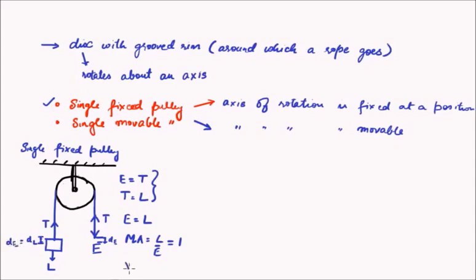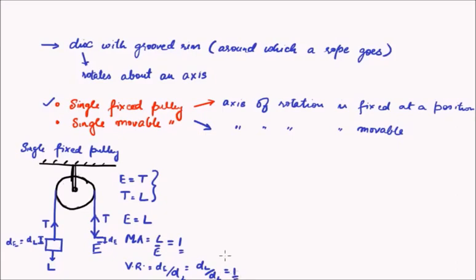Now we know that the velocity ratio is the distance moved by the effort upon the distance moved by the load, and since the distance moved by the effort and distance moved by the load are the same, we can replace dE by dL, and that gives us a velocity ratio of 1. Now we know that the mechanical advantage is 1. We also see that the velocity ratio for a single fixed pulley turns out to be 1.